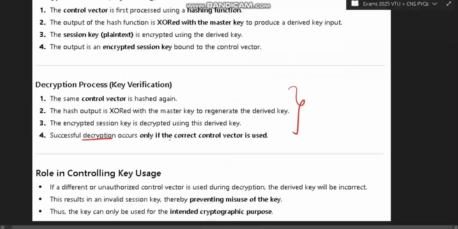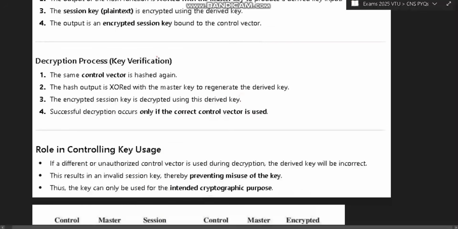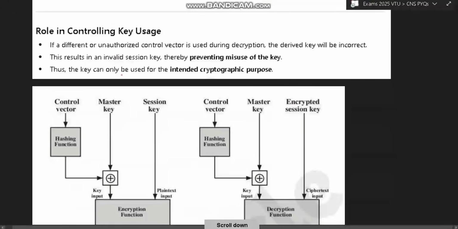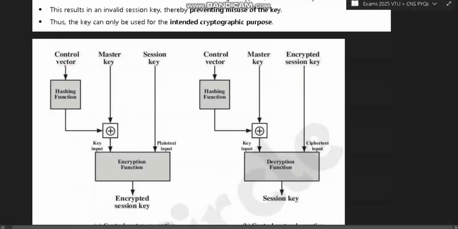And if successfully decrypted, that means the decryption will be successful only if the correct control vector is used. Okay, so the control vector ensures that the usage is proper. Whatever is assigned to the key, it is used only for that and within the limit. Okay, so that's the same role, and the diagram is given. You can go through it.